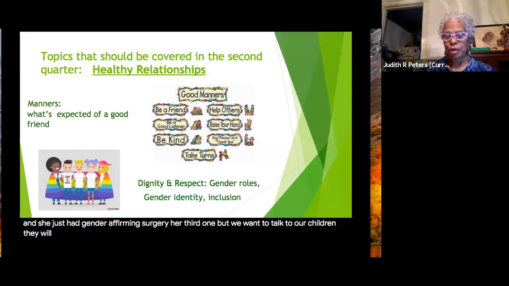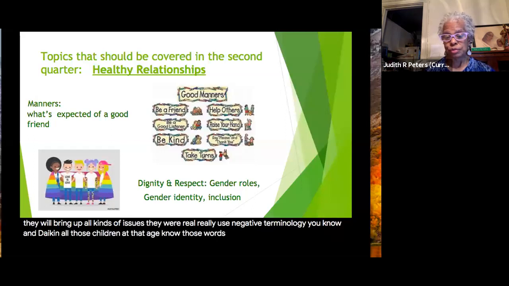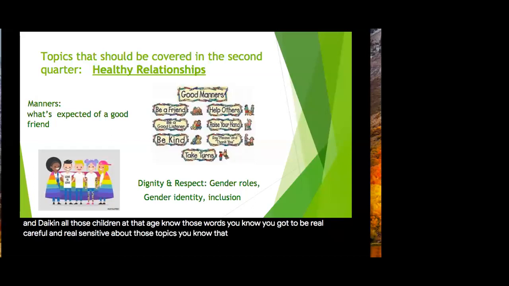They will bring up all kinds of issues. They will really use negative terminology, slurs and all. Those children at that age know those words. You've got to be real careful and real sensitive about those topics. And with that in mind also, you want to make sure that you are only using affirming terms when you are speaking to your students about any content.